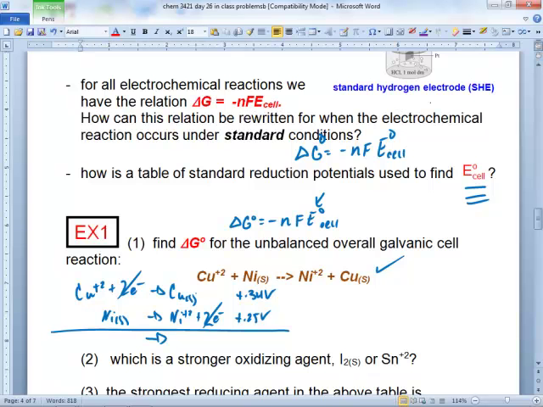But whatever. Okay. So if you add up those voltages, you get 0.59, right? So my E0 cell is 0.59 volts. My F is 96,485. And my N, everybody, is going to be 2. So I can get my delta G0. What would be the units of my answer?